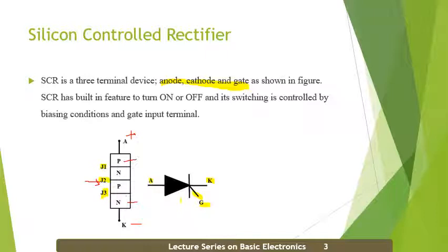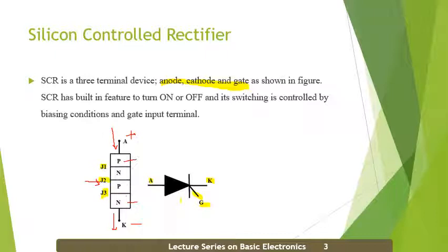So what happens here is we need to make this junction J2 break so that I will be making this SCR conduct. Conduct means the current should flow from anode to cathode. This current we call IA. This current should be flowing from anode to cathode.